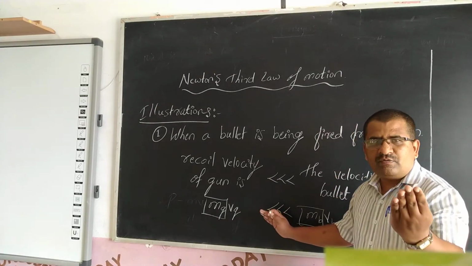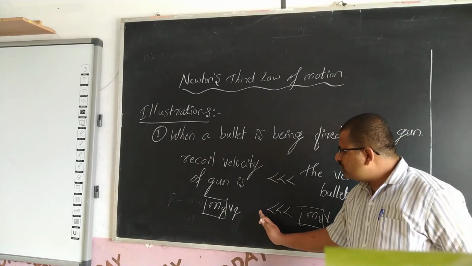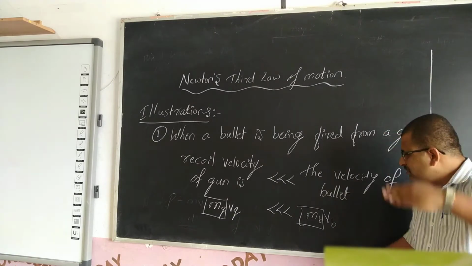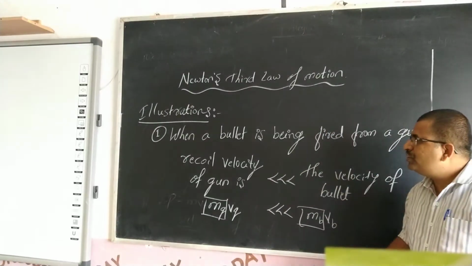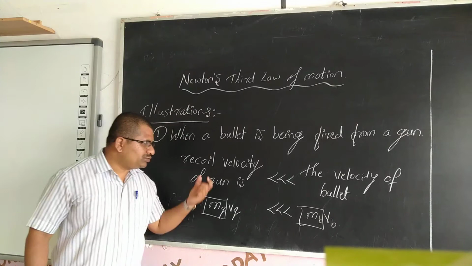The gun moves in the backward direction with very little velocity, and the bullet that moves in the forward direction has a very much higher velocity. So this is the first illustration of Newton's third law of motion.